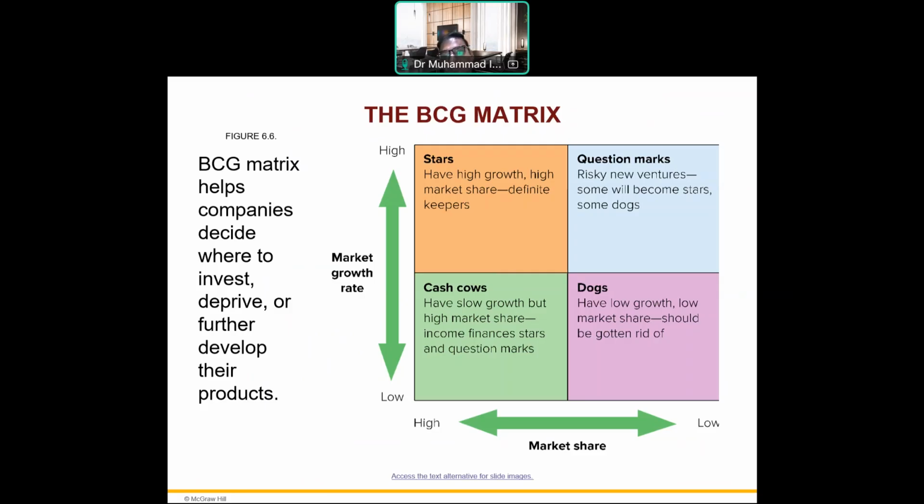That is the worst condition, the defensive one. Dogs have low market growth and also low market share. They should be gotten rid of. Maybe they can be defensive, they can close their business. This is the worst condition here. Okay, so let's move to the next one.